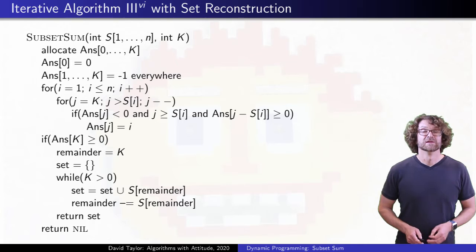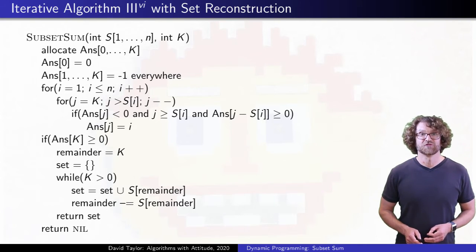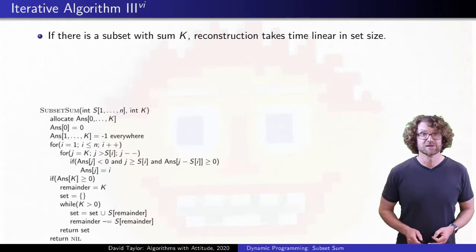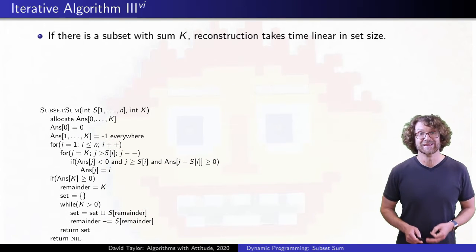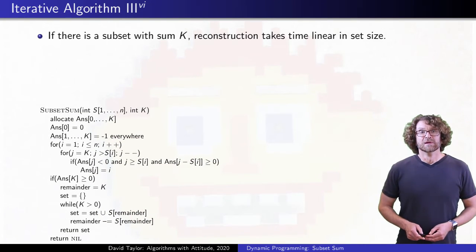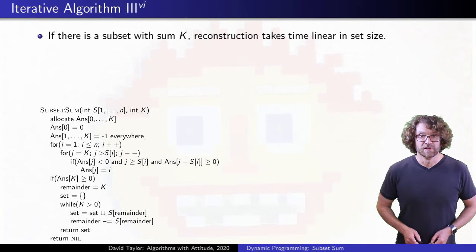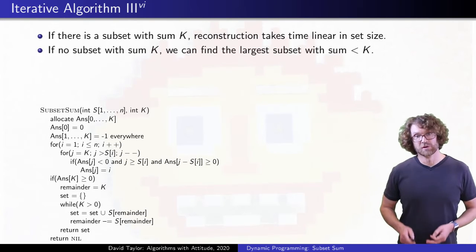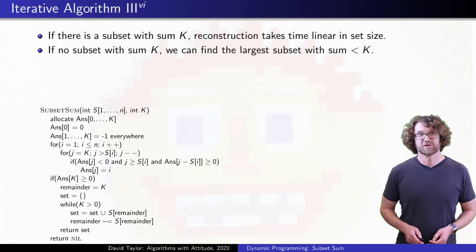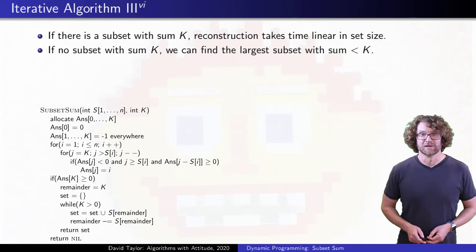With this data, if the answer is true, you can reconstruct the integers to find a subset in time linear in the number of integers in that subset. If it's false, I'm just returning nil, but you could look for the largest true value, which takes worst case time linear in k, and reconstruct that set.